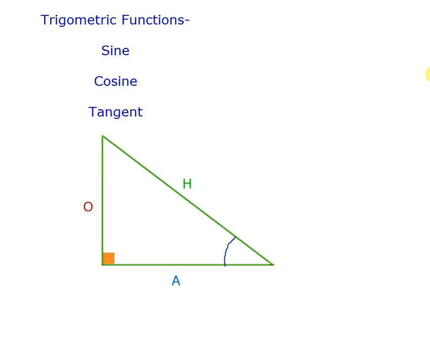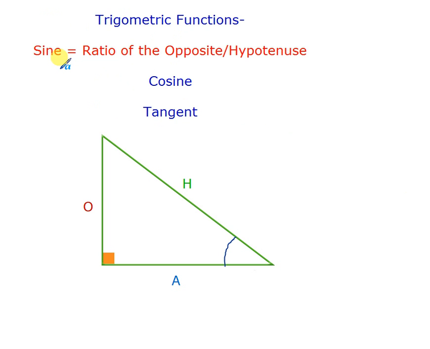So to get started on solving a problem, we have to understand three trigonometric functions. They are the sine, the cosine, and the tangent. The sine is the ratio of the opposite to the hypotenuse. So it means the ratio of what? What it means is if you take the length of the opposite and you divide it by the length of the hypotenuse, the number that you get is the sine of that angle.